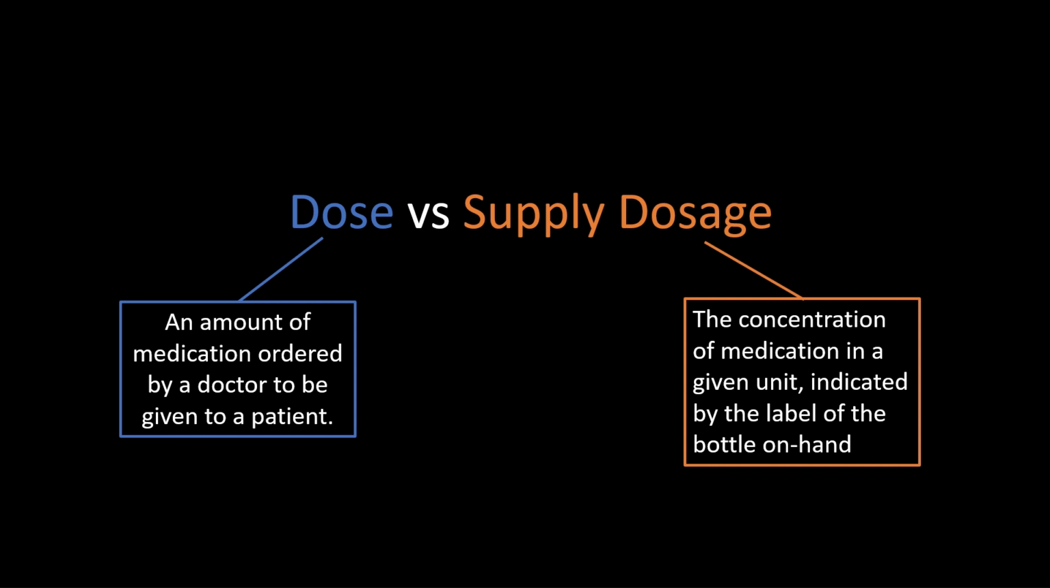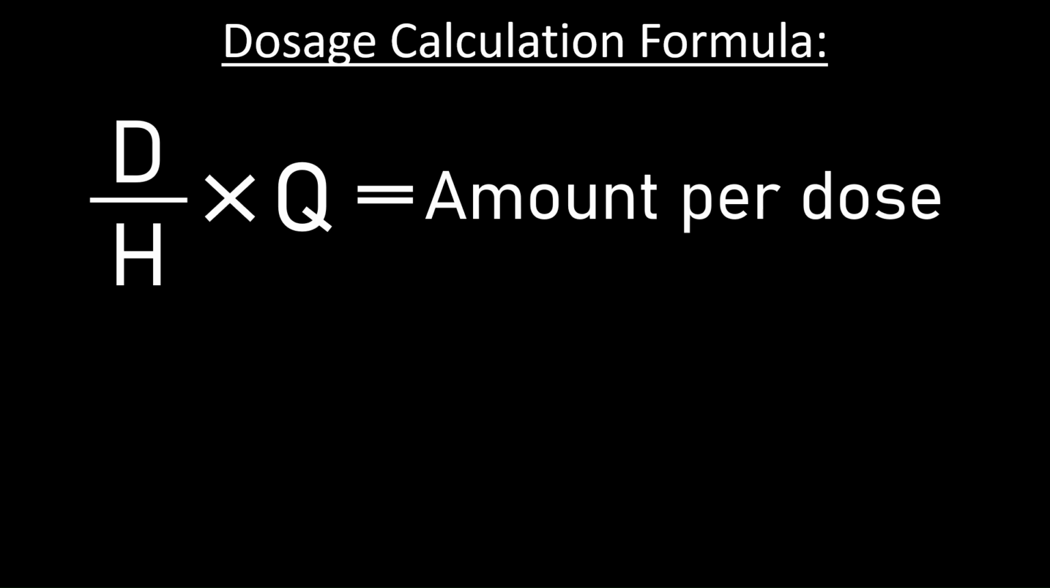The supply dosage, on the other hand, is the concentration of medication in a given unit indicated by the label of the bottle you have available. We use the supply dosage to inform the number of units we'll give to a patient to fulfill the required dose. The formula we'll use to do so is shown here.